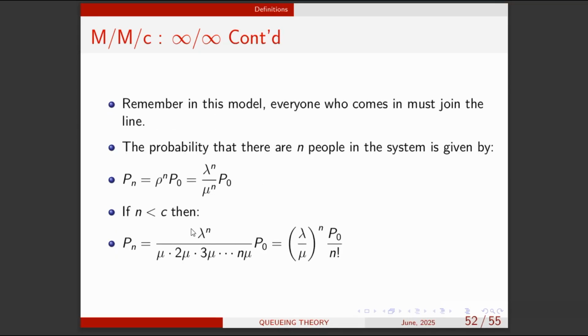Good. So if you want to find Pn, the steady state probability, we need to consider both cases. We all know the general formula as this. If n is less than c, then our Pn is given as what? Lambda to the power n, because rho to the power n will give us this. But the service rate is our challenge. The first person is served at a rate mu, the second at 2 mu, and so forth.